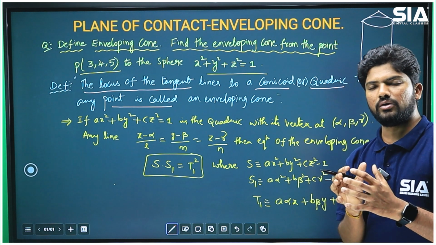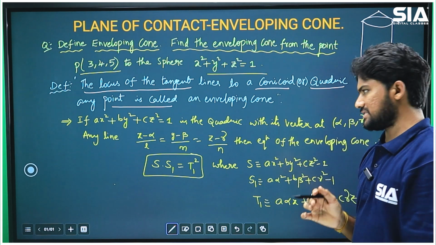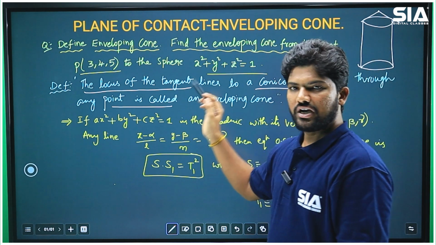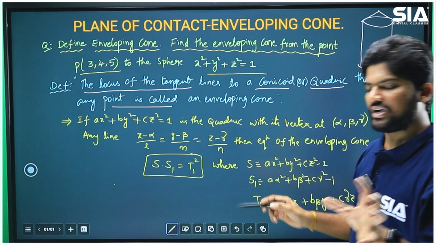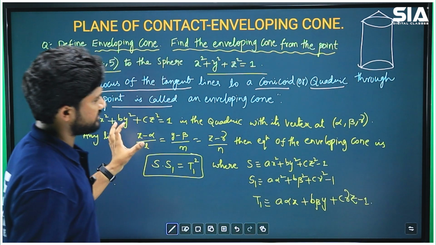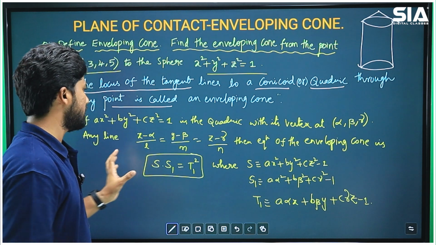For every enveloping cone, there will be a vertex. That vertex is the point we are saying, through any point. Through any point is the vertex of the enveloping cone. This is the definition. Very, very important and easy.